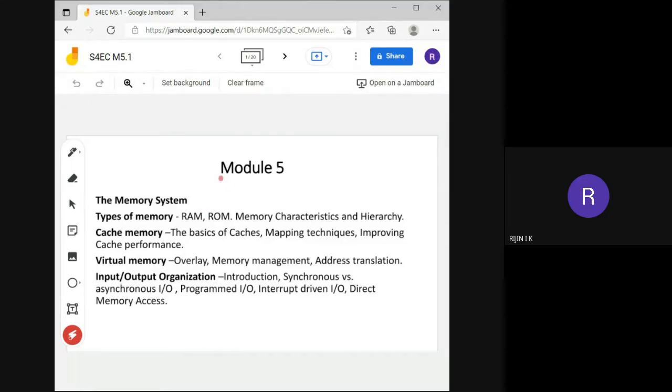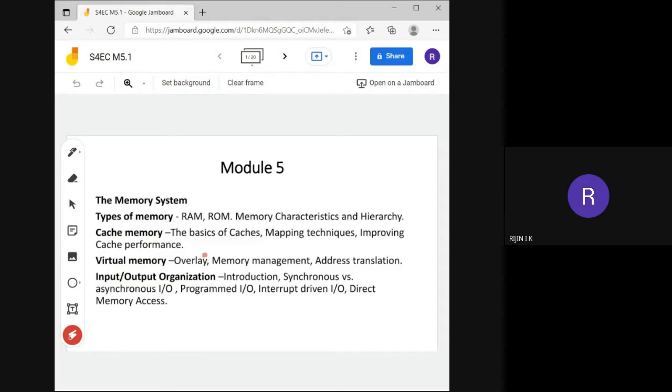Today we can start our fifth module, module 5. In module 5, we will study different memory systems and input-output organization. These are the two main topics we will discuss. Different memory systems: that means the different types of memory, then their characteristics and hierarchy, then cache memory, then virtual memory, and finally we will discuss input output organization.